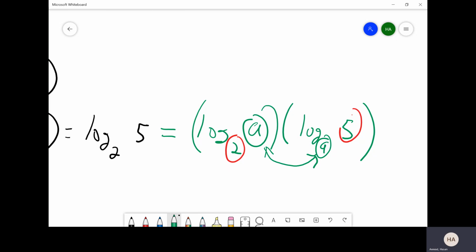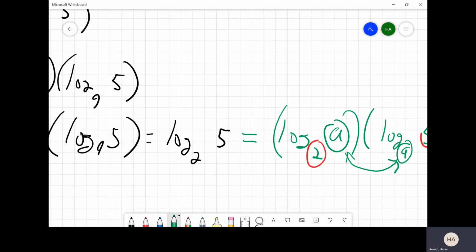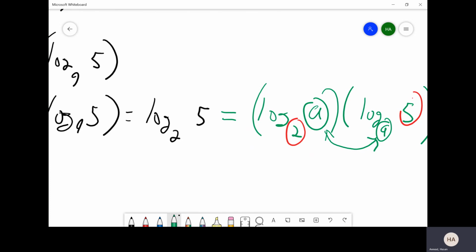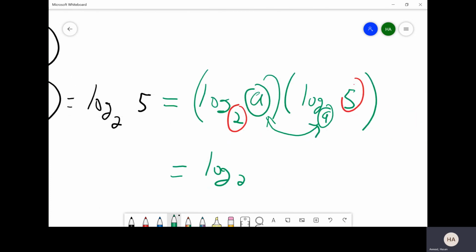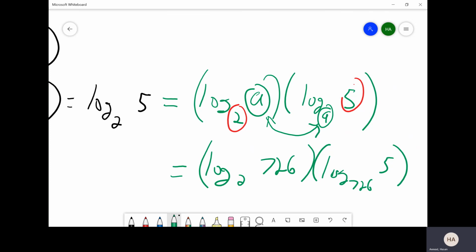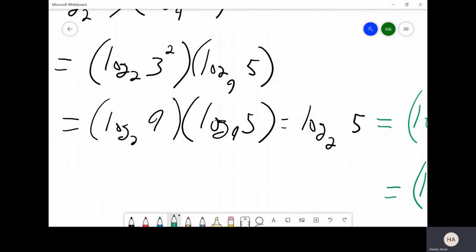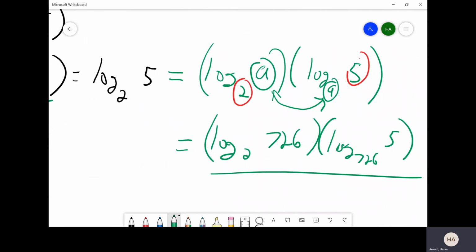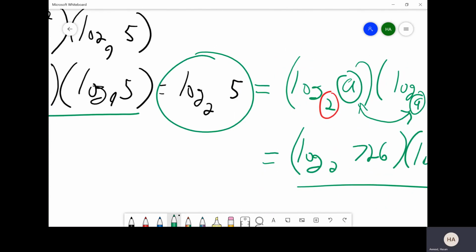Okay, so just for the sake of argument, we would get the exact same answer as if we had log base 2 of 726 times log with base 726 on the value 5. These are entirely equivalent. Even if it doesn't look like it, this and this will both simplify down to give log base 2 of 5.